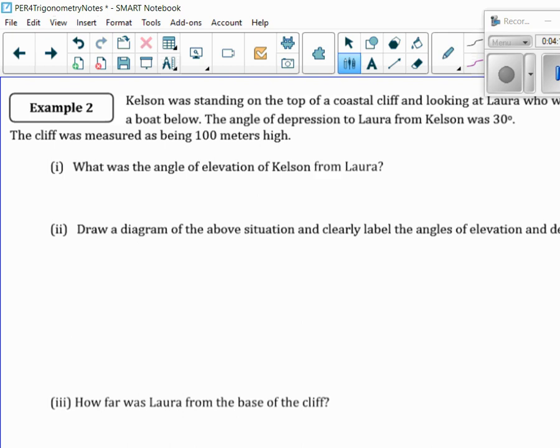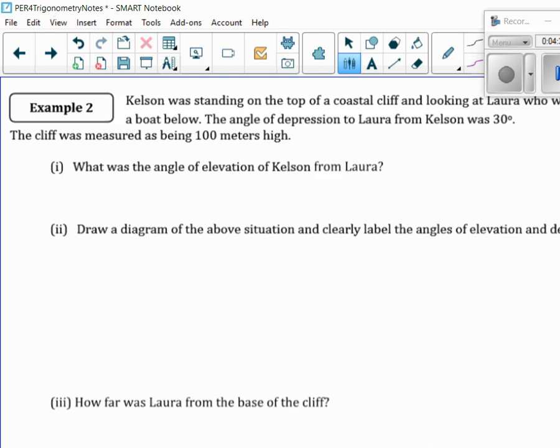Kelson was standing on the top of a coastal cliff looking at Laura, who was in a boat below. The angle of depression to Laura from Kelson was 30 degrees. The cliff was measured at being 100 meters high. What was the angle of elevation of Kelson from Laura?